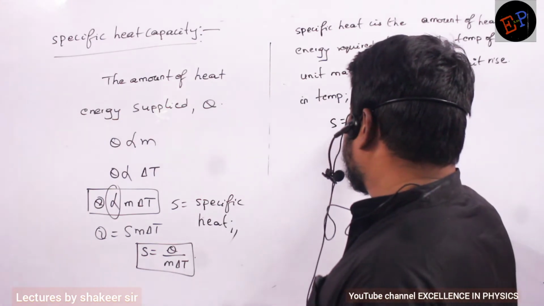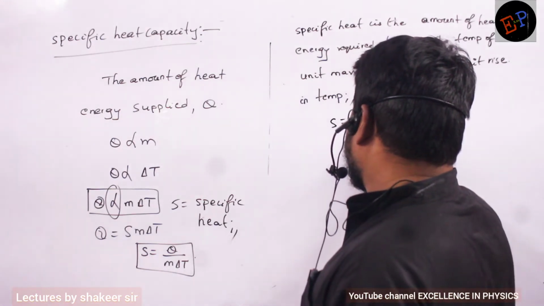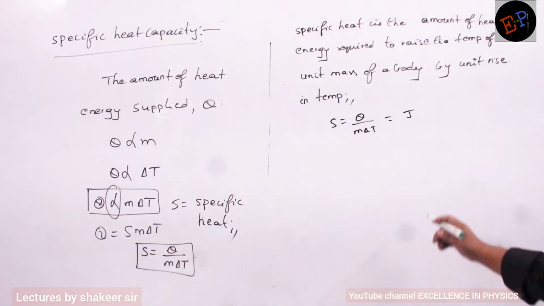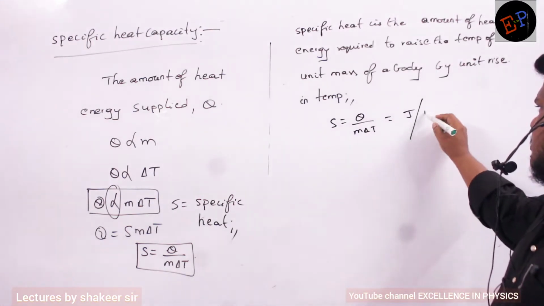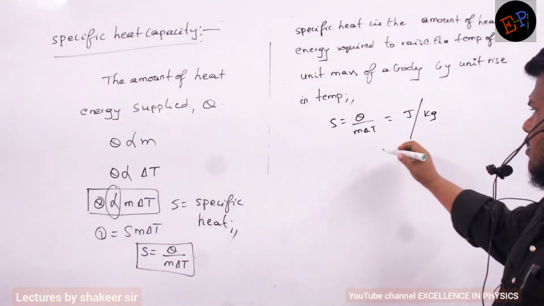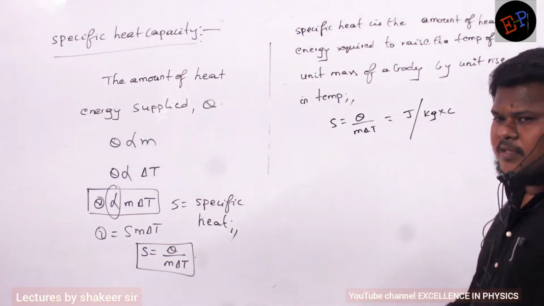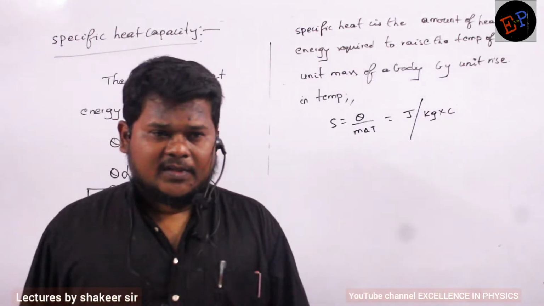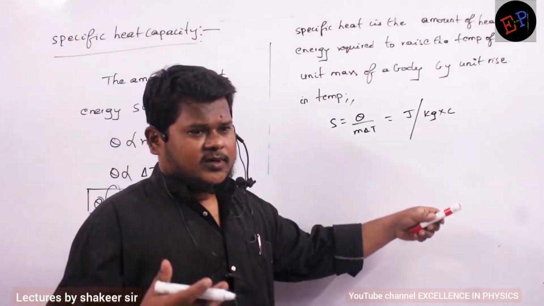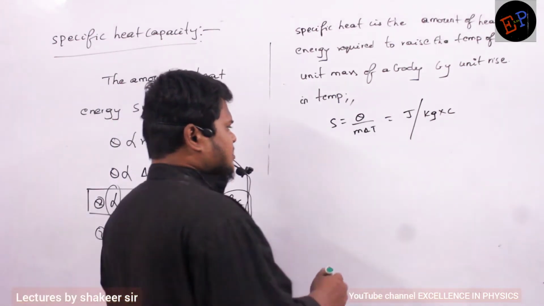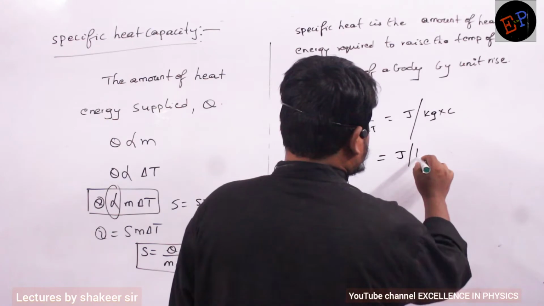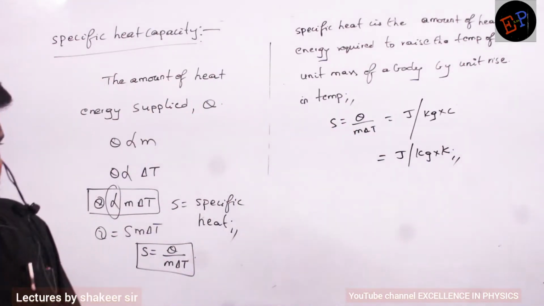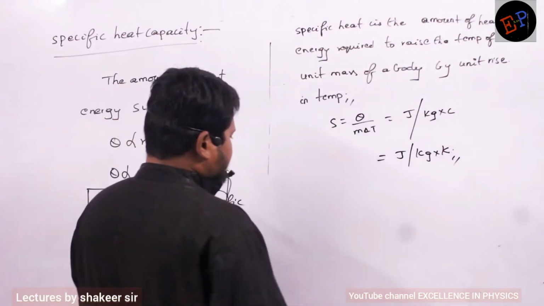S equals Q by m delta T. Q is nothing but joules in the SI system. Amount of heat energy is represented in joules. Per mass, it is represented in kgs. Delta T is represented in Celsius or Kelvin, both are the same, because we are studying a change in temperature. Change remains the same in the Celsius scale as well as the Kelvin scale. So you can write like this also.